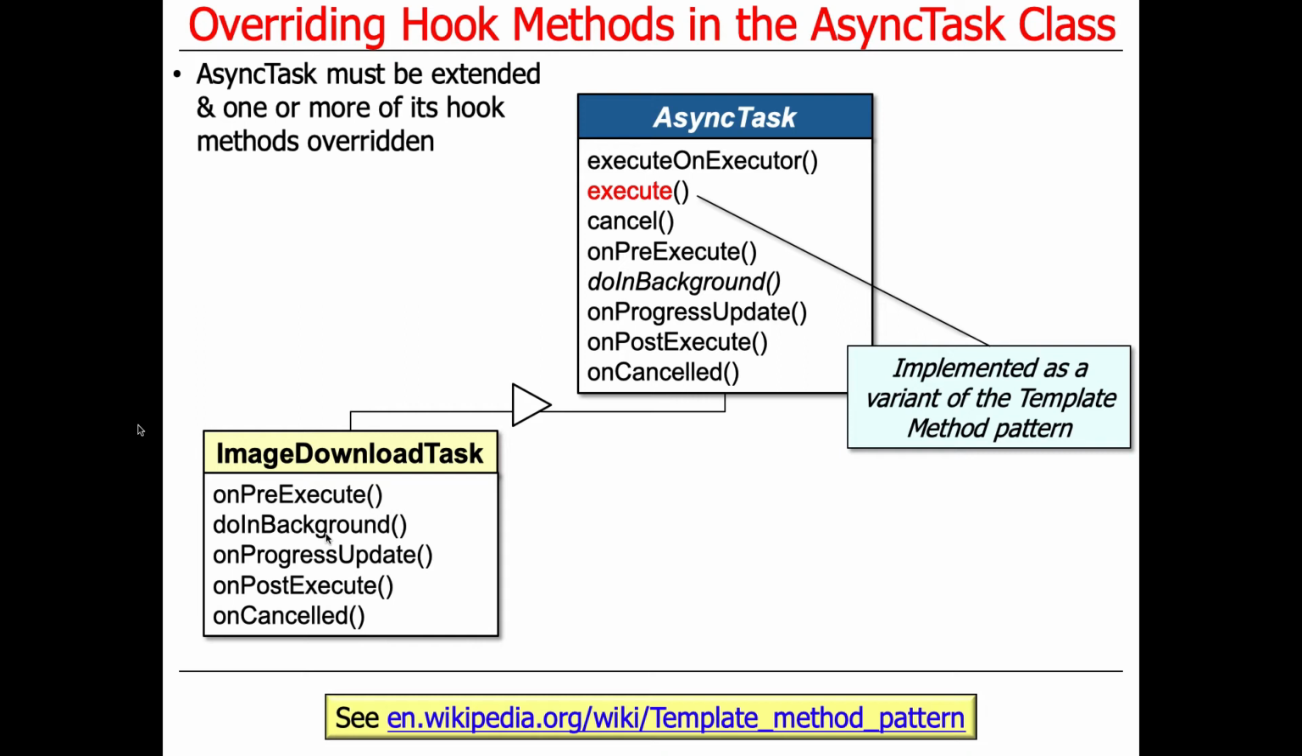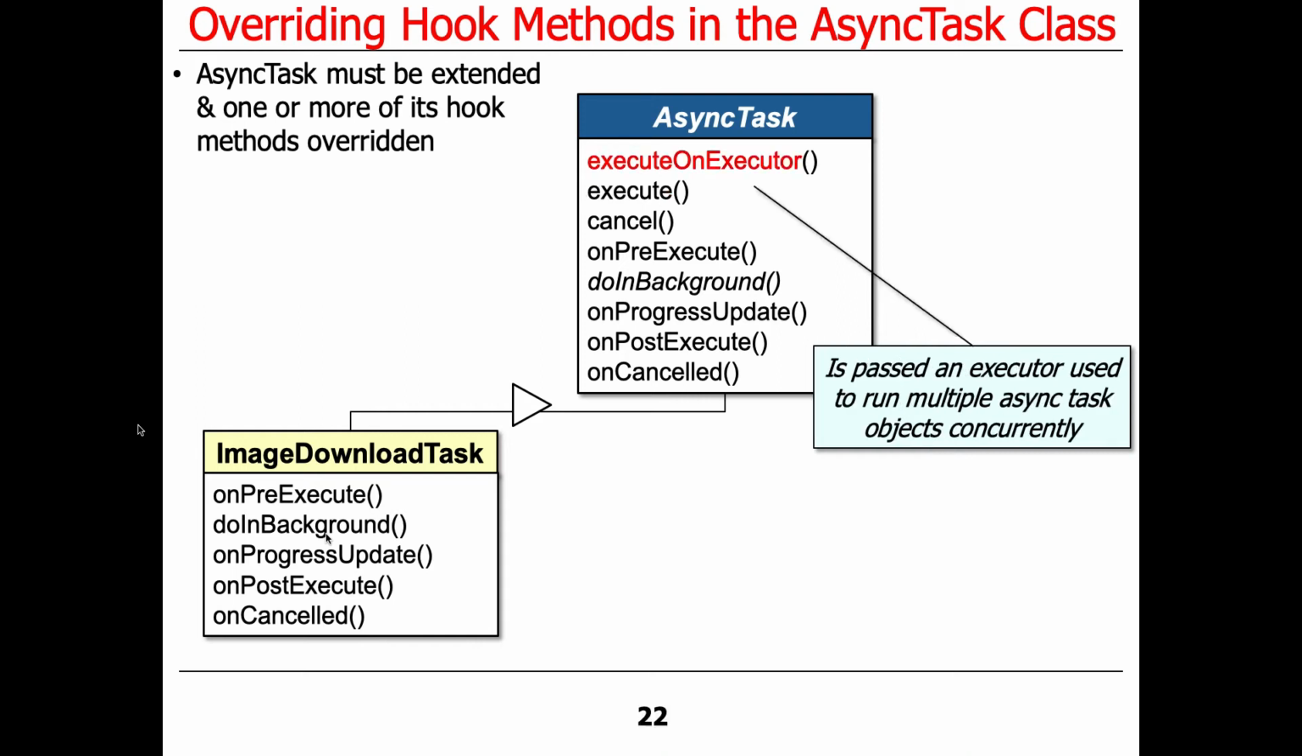This is implemented as a variant of the template method pattern. Hopefully you remember that from classes you've taken before. The template method pattern says to define the skeleton of an algorithm and then allow the steps to be overridden by subclasses. executeOnExecutor is like execute, except you give it an executor to run, and that controls where the pool of threads will execute. By default, if you don't do anything to the contrary, all the AsyncTasks in a given process run sequentially in a single background thread. I'll show you a bit more about how that works a little bit later.